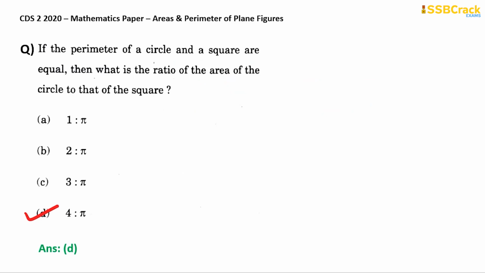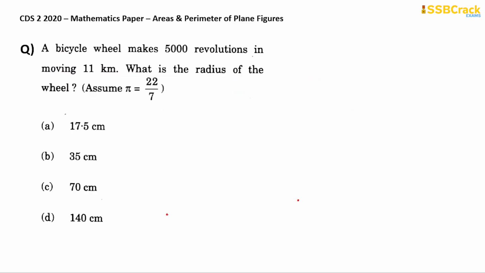Alright, so here we begin with the next question. There is a bicycle whose wheel makes 5,000 revolutions in moving 11 kilometers of distance. So what is the radius of the wheel, taking pi equal to 22 by 7? Is it 17.5 centimeters, 35 centimeters, 70 centimeters or 140 centimeters?